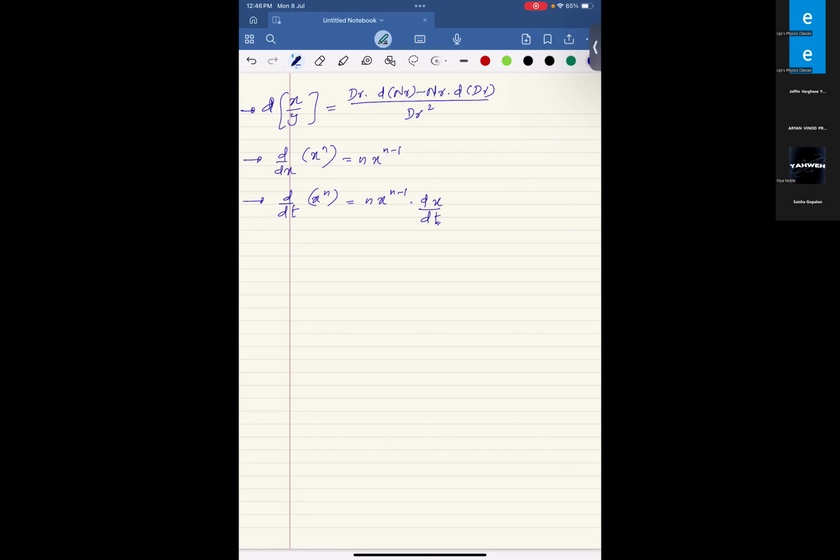I repeat the points one more time. First is differentiation of a ratio. Differentiation of a ratio is done how? Denominator into derivative of numerator minus numerator into derivative of denominator, by denominator square. Then the second thing is d by dx of x raised to n. How to take it? n x raised to n minus 1. d by dt of x raised to n is what? Look at this. What is the difference here? Here you are differentiating with respect to x, but here you are differentiating with respect to time.